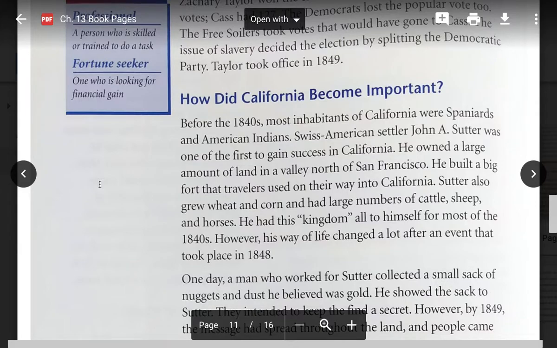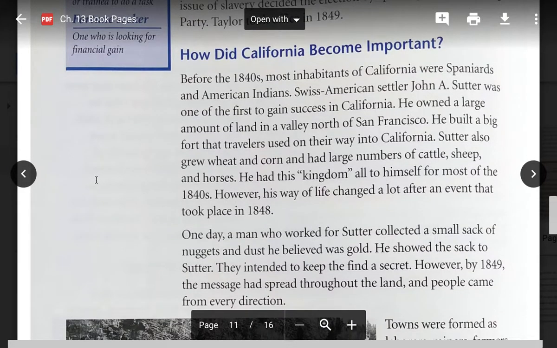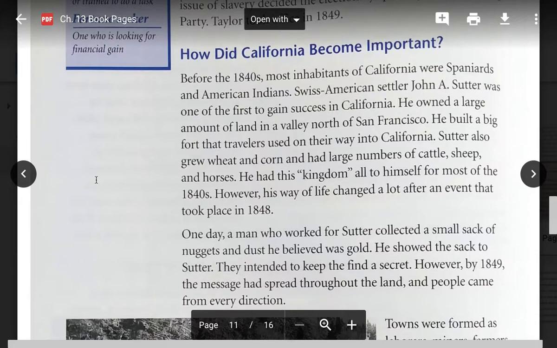How did California become important? Before the 1840s, most inhabitants of California, the people who lived there, were Spaniards and American Indians. Swiss-American settler John A. Sutter was one of the first to gain success in California. He owned a large amount of land in a valley north of San Francisco. He built a big fort that travelers used on their way into California. Sutter also grew wheat and corn and had large numbers of cattle, sheep, and horses. He had this kingdom all to himself for most of the 1840s. However, his way of life changed a lot after an event that took place in 1848.